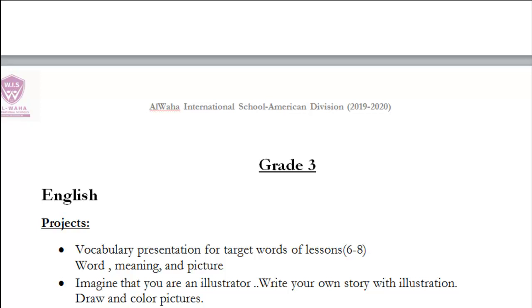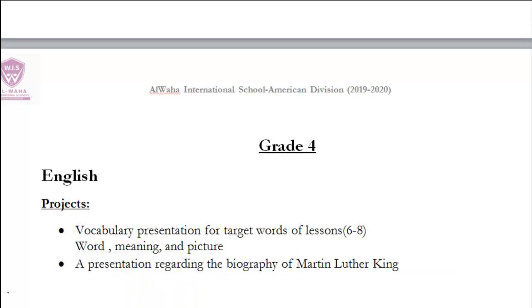And the second one is a presentation regarding the biography of the great author, the great writer Martin Luther King: his childhood, his life, his school, his family members, everything regarding his books, and complete information about his life.